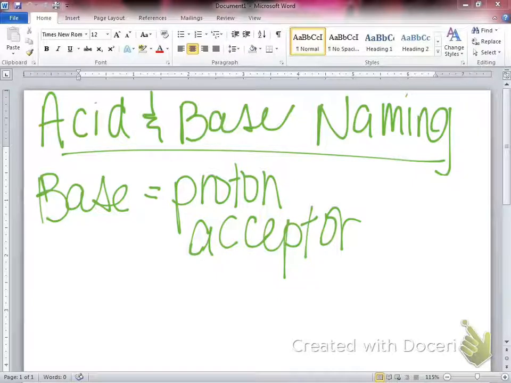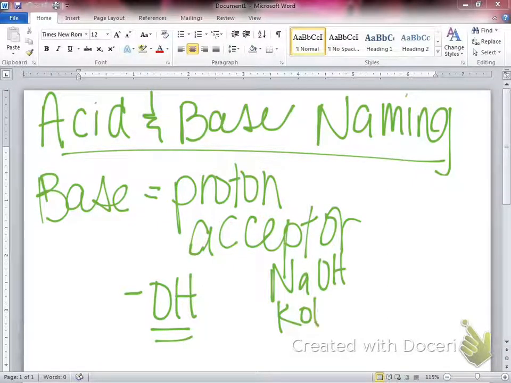Bases most often end with OH, okay? So anytime we see a compound with that hydroxide polyatomic ion in it, it's more often than not a base, okay? So compounds like sodium hydroxide, potassium hydroxide, all those things are considered bases. Okay, so when we see that OH at the end, that's a big clue for us that it's a base. And naming bases doesn't go any differently. Naming bases is just the same as naming ionic compounds. So you can go ahead and put that in your notes.